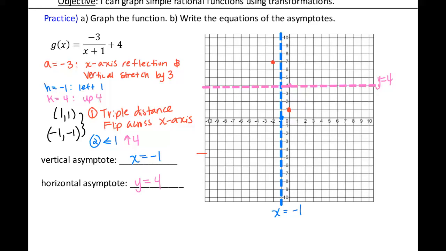So then go ahead and draw the curve. So next to the asymptote, hit the dot and then end next to the other asymptote. Same with this one. Start at the asymptote, go to the dot, and end next to the other one.